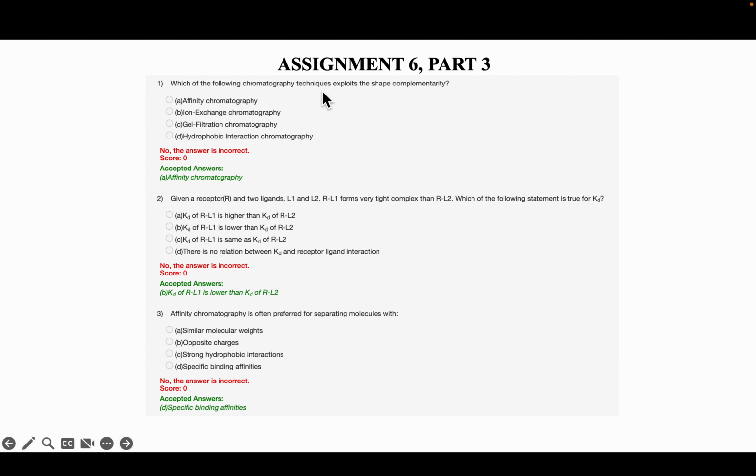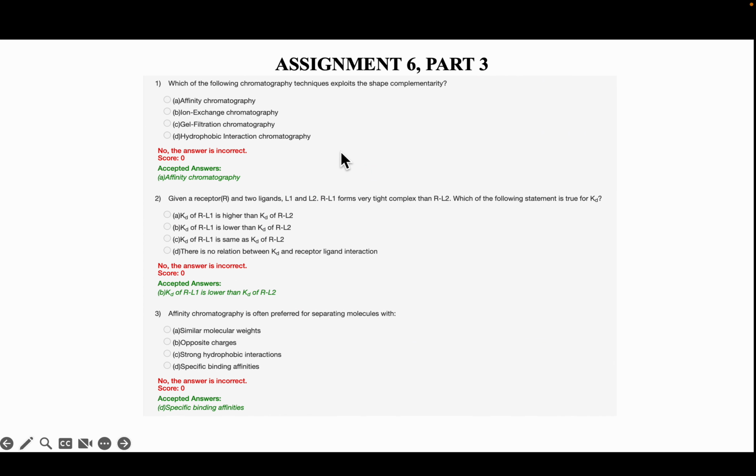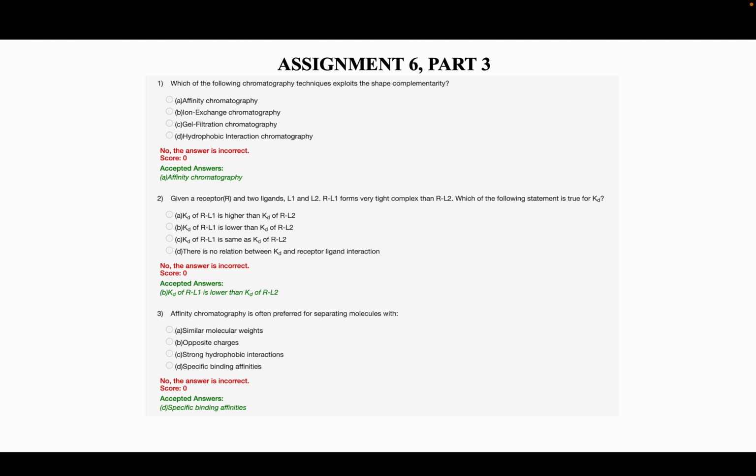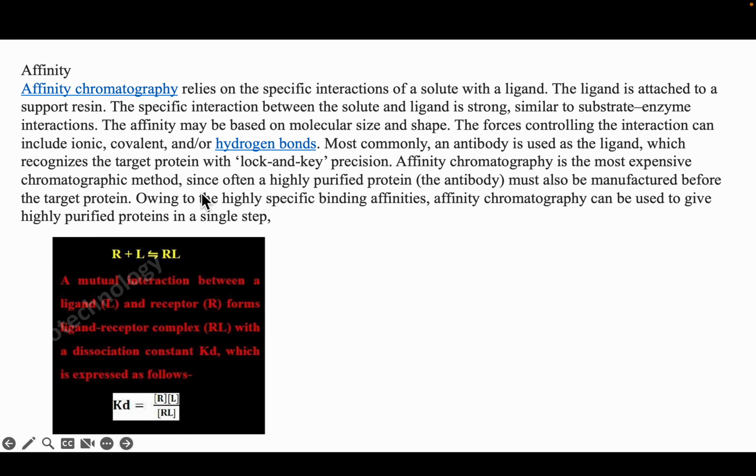So we'll be starting with the first question of assignment 6 part 3, which is: which of the following chromatography techniques exploits the shape complementarity? Options: affinity chromatography, ion exchange, gel filtration, hydrophobic interaction chromatography. The answer will be affinity chromatography.